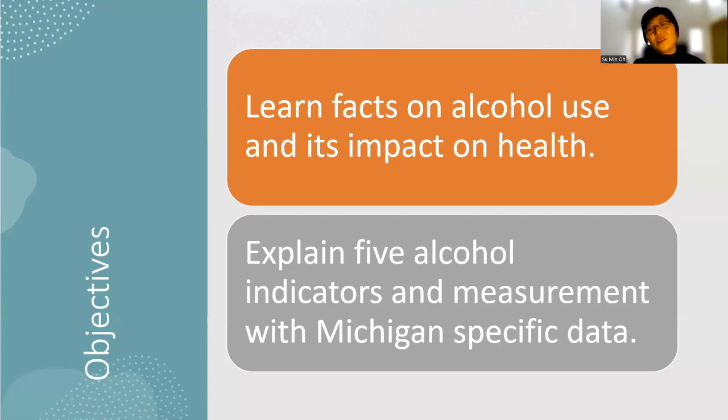So here are the two objectives for our session. In the first half, we will learn facts on alcohol use and its impact on health, mostly negative health outcomes. And subsequently, we will learn so we can explain to others about 5 key alcohol indicators and measurement with Michigan as well as the US data.